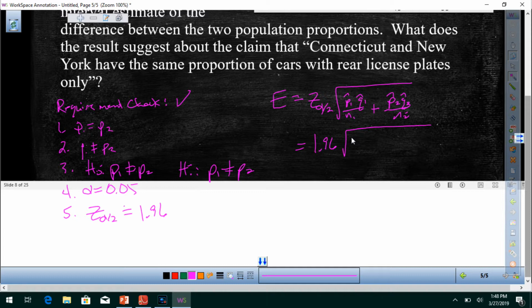And we're going to have 239 over 2049 times 1810 over 2049, over 2049, plus, and then here we got 9 over 550 times 541 over 550, and that's all going to be divided by 550. Okay? So let's try that in our calculator.